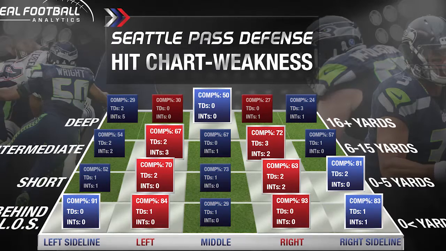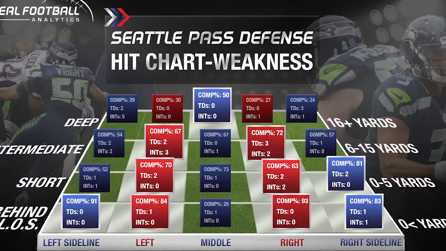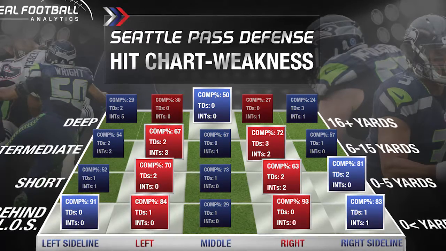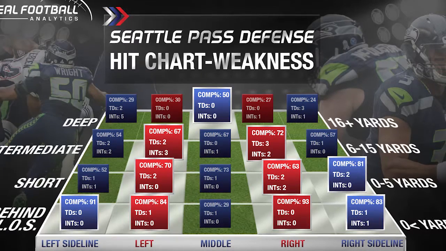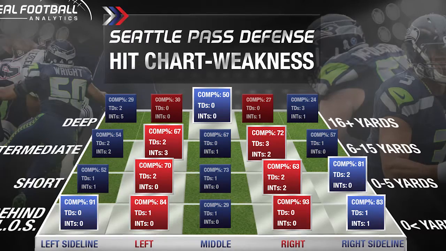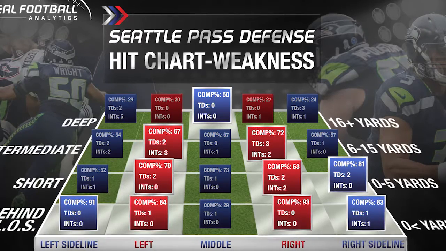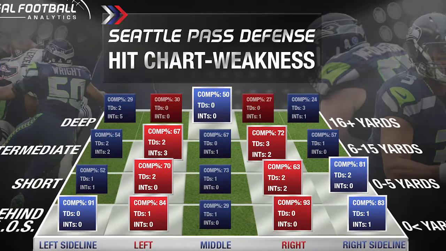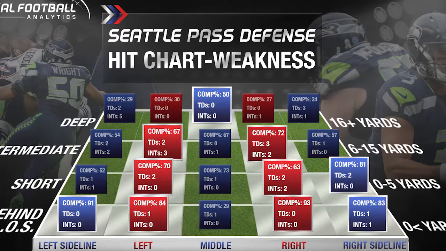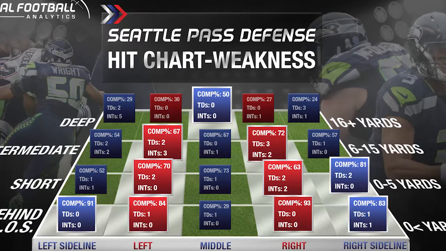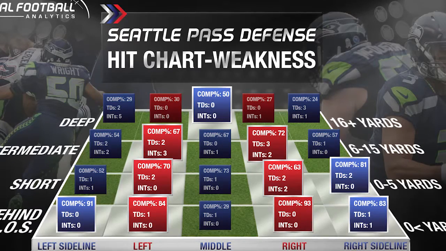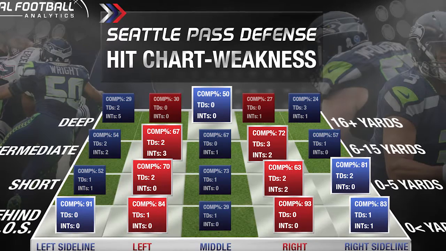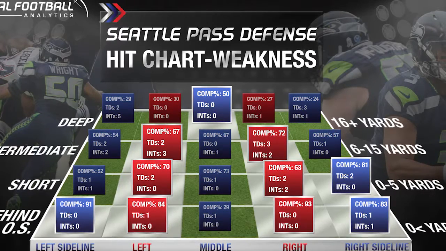And as you can see, in the intermediate area, both in the left and right seam, Seattle gave up 67% completion percentage on the left seam and 72% completion percentage on the right. As we move into the short range, the same area, in the left and right seams, 70% completion percentage in the short left seam and 63% completion percentage in the short right seam. You can also see where they gave up the amount of touchdowns. For instance, in the intermediate left seam, they gave up 2 touchdowns, but they also produced 3 interceptions.